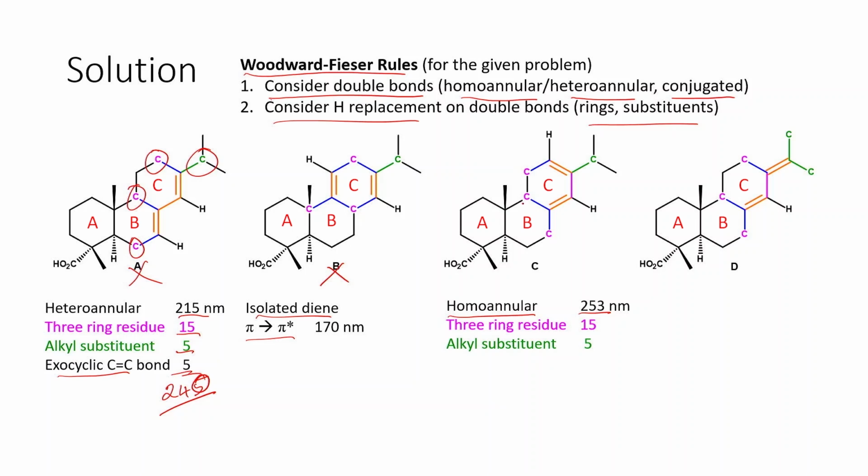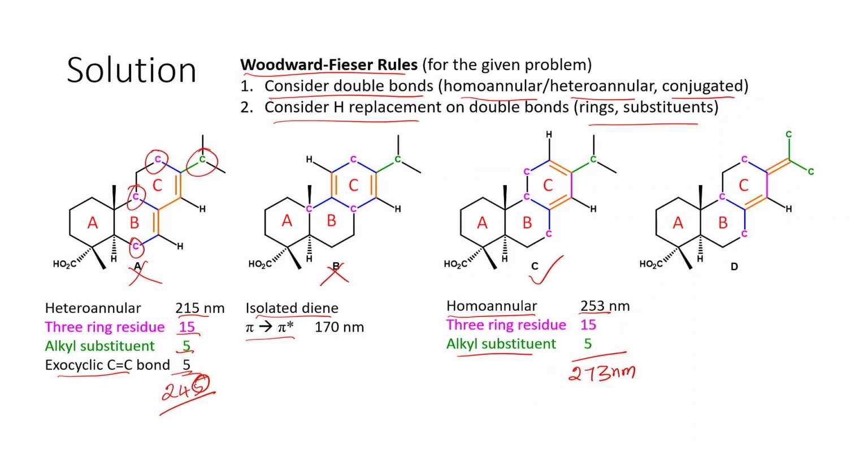And this structure also has 3 ring residues, which is equivalent to 15 units. And there is also another alkyl substituent, which is 5. So this comes close to 273 nanometers. And the given problem has 279. So this is the close enough value. So most probably this is the right option for the given structures.